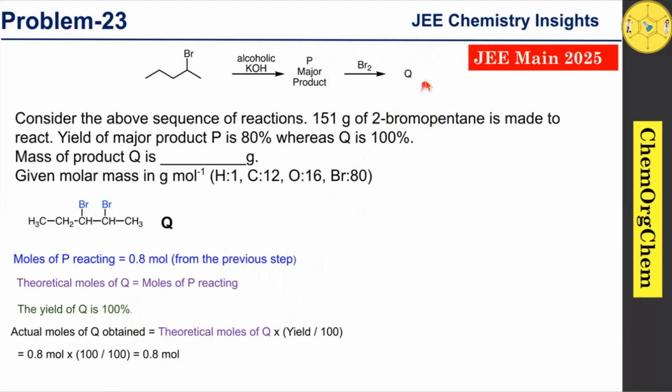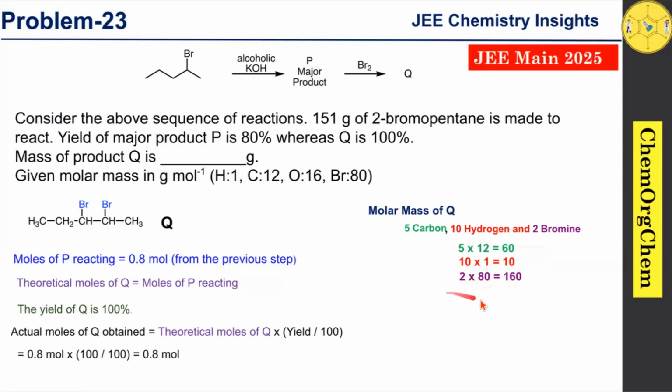So the next step would be the calculation of the molar mass of Q. In order to find the molar mass of Q, first you write down the structure. Here we have already written the structure, and now we need to calculate how many carbons and hydrogens as well as bromine are present in this molecule. So here there are 5 carbons, 10 hydrogen atoms and 2 bromine atoms. Each carbon has atomic mass 12, therefore 5 multiplied by 12 produces 60, and 10 hydrogen atoms, 10 multiplied by 1, produces 10, and 2 bromine atoms, 2 multiplied by 80, produces 160. Molar mass of Q is 230 gram per mole.